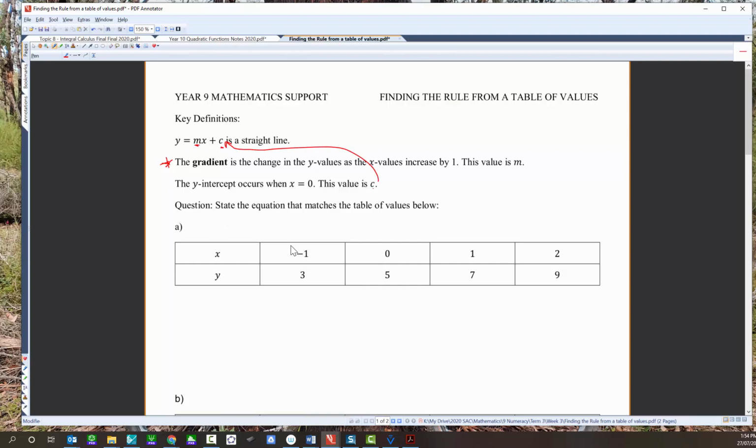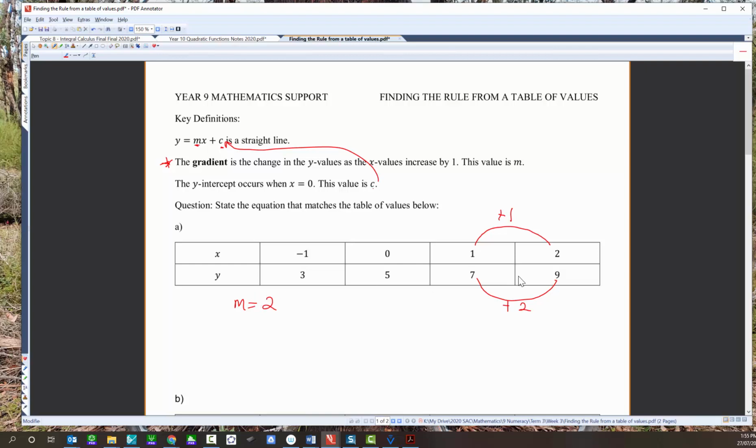Okay, so let's try that out on a table of values. State the equation that matches the table of values below. So here's our table of values. Our first job is to find out the gradient. The gradient is the change in y values as the x values increase by 1. So you look at the table of values and find a spot where the x value increases by 1. I'm going to choose this spot here, and I notice that the x values change by 1. So I look at the change in y values at that time, and it's plus 2, or they change by positive 2. So that means my m, my gradient, is going to be 2.